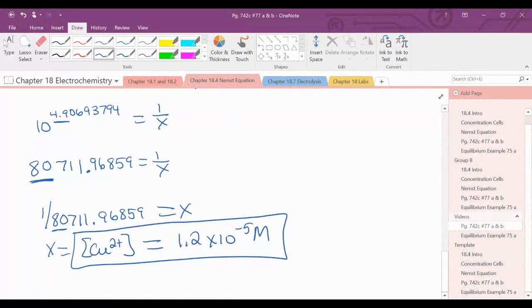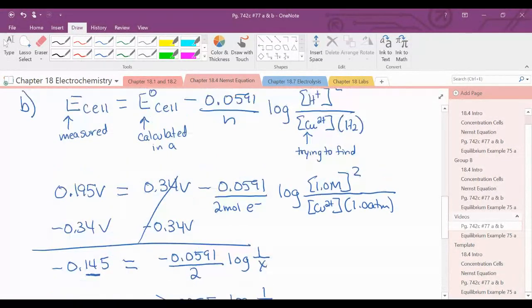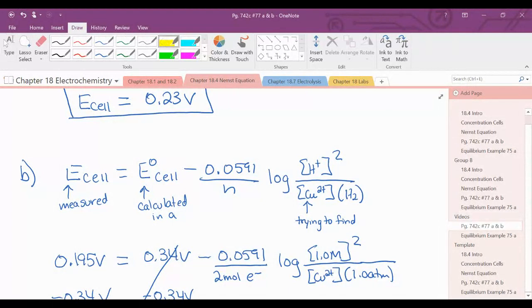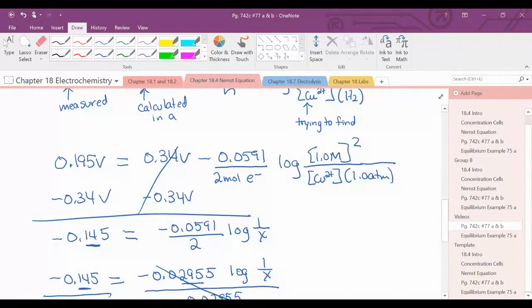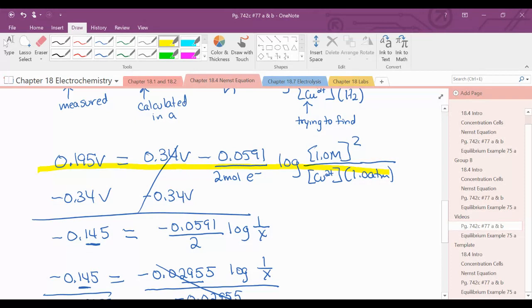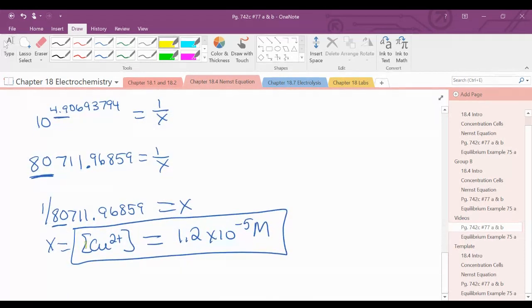Again, you wouldn't have to show me all of that work. What I would expect to see is this equation, your numbers plugged in, and then your answer.